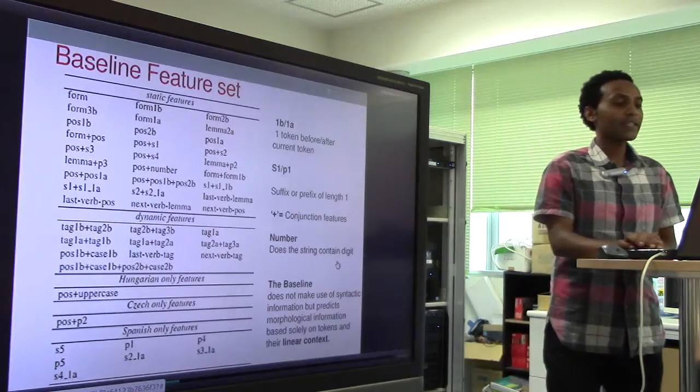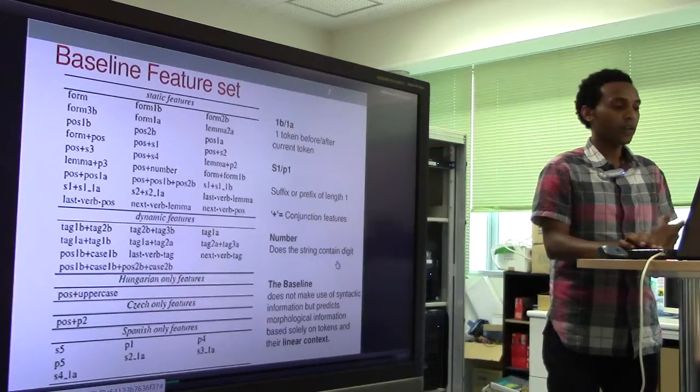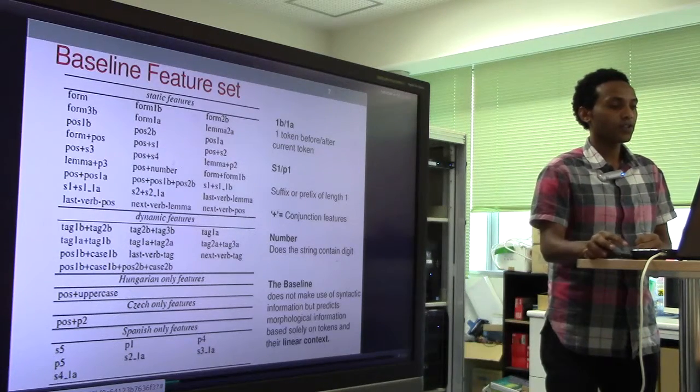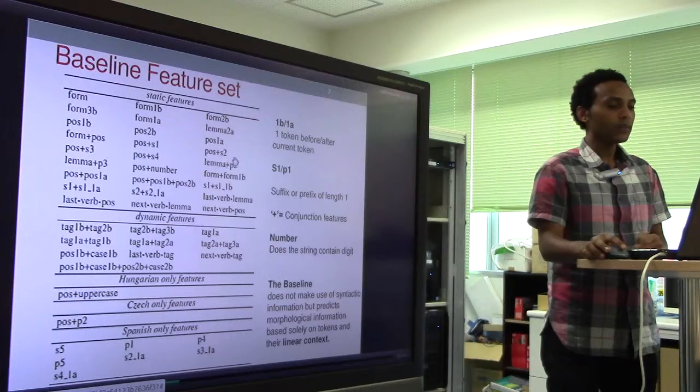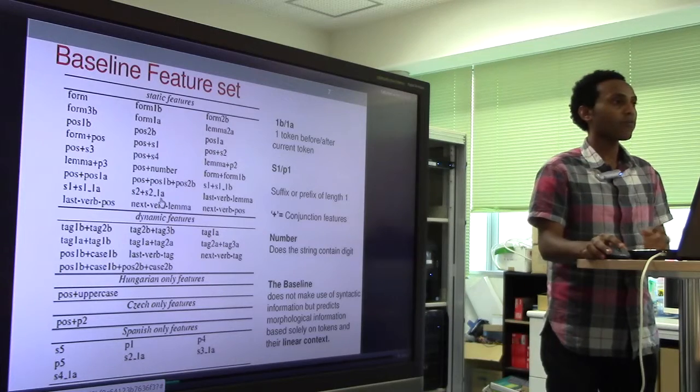So these are the baseline features. Form means word, and 1B and 1A, or the other numbers, mean one token before and one token after. These are the features that they used for the baseline. S is for suffix, P is for prefix, plus is for conjunction. These are the static features, and these features vary according to the algorithms. And these are specific features that are only found in Hungarian, Czech, and Spanish. So these are the baseline features, without the syntactic features, only the morphological features.